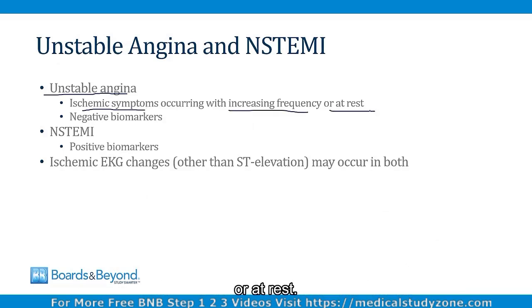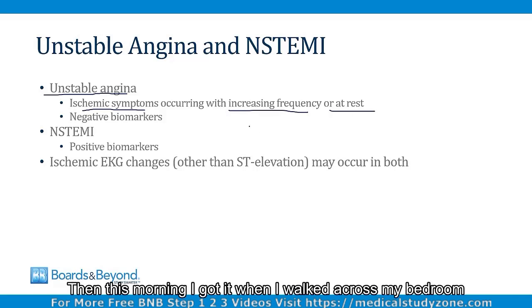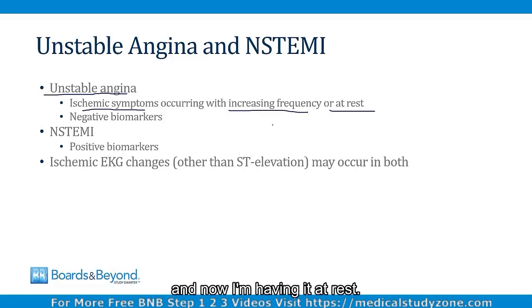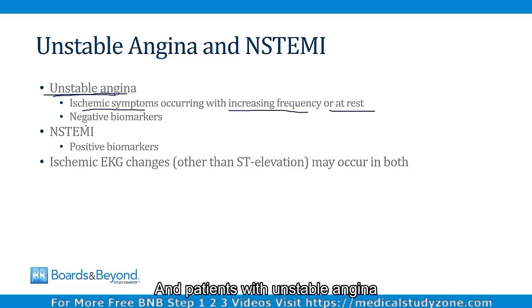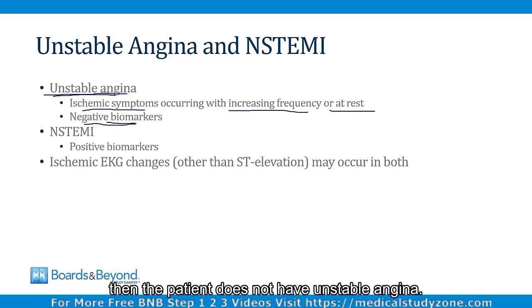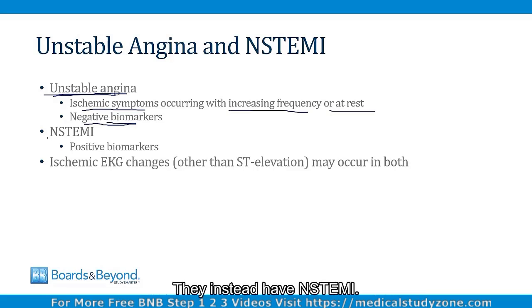The definition of unstable angina is ischemic symptoms like chest pain that occur with either increasing frequency or at rest. So a patient who says, a week ago I had chest pain when I walked up the stairs, then this morning I got it when I walked across my bedroom, and now I'm having it at rest. That is the classic description of unstable angina. And patients with unstable angina must have negative biomarkers. I'll talk about the biomarkers in a minute, but if the biomarkers are positive, then the patient does not have unstable angina. They instead have NSTEMI.